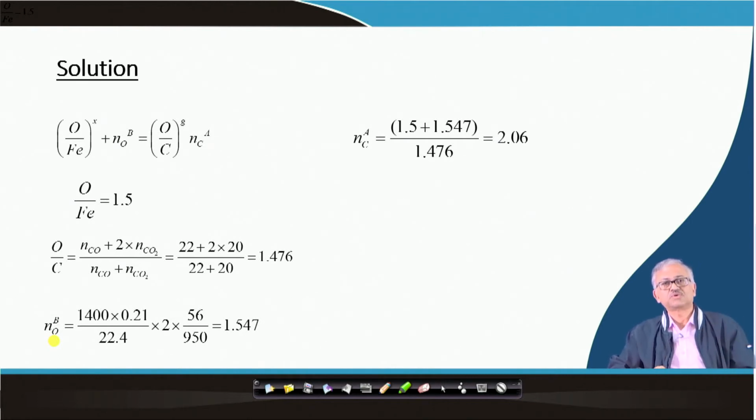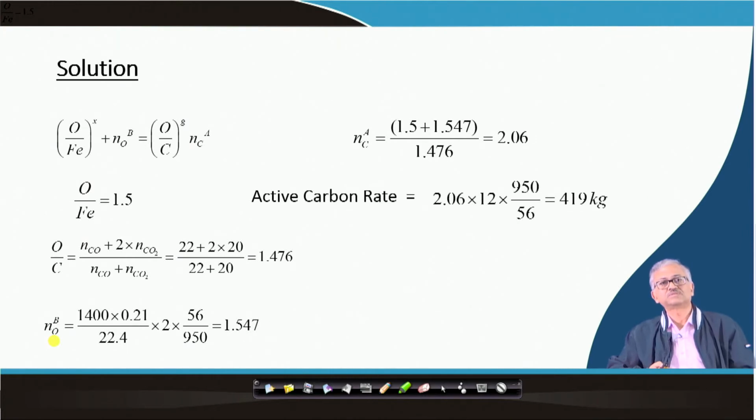And similarly, you can calculate NCA directly from the formula. If you just apply the formula, you will get 2.06, the active carbon rate. Basically NCA is the gram atom of carbon going into the gas, right.